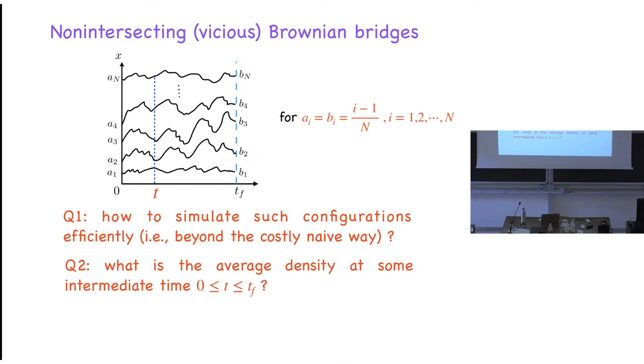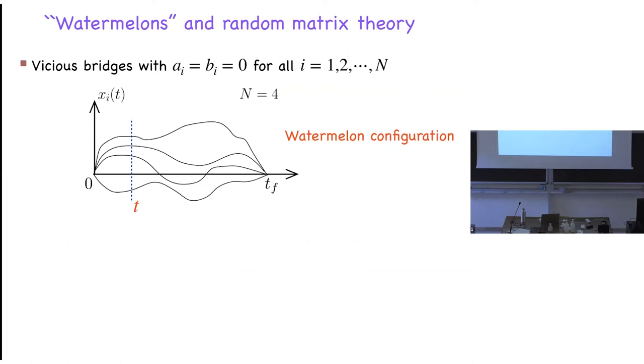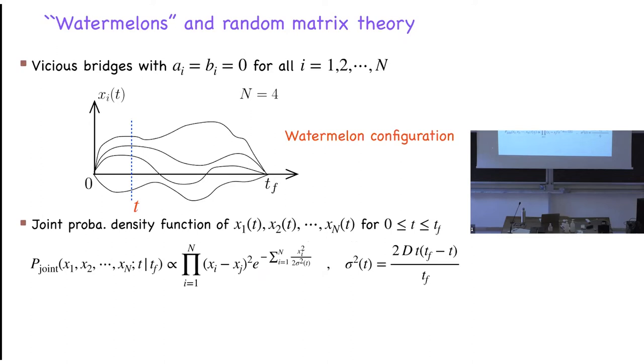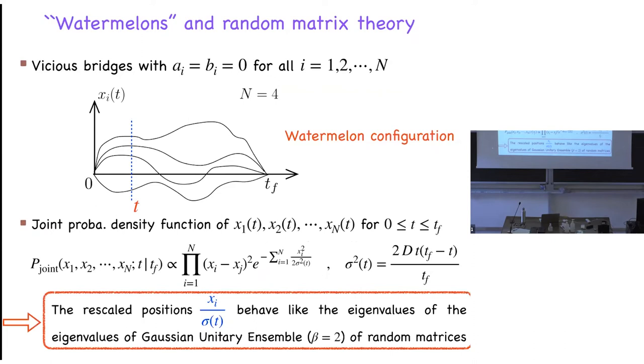There is, in fact, a well-known case where all the a_i's and b_i's are zero, and this is known as what people call watermelon. And in this case, this is what I plotted here. If you look at a given time t, it is well known that the joint distribution is exactly given, up to a scale factor, by the distribution of the GUE random matrix ensemble. That means that essentially the positions of these random walkers, these Brownian motions, behave like the eigenvalues of a GUE.